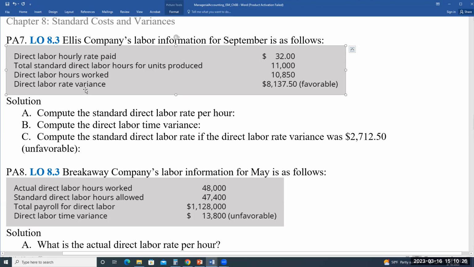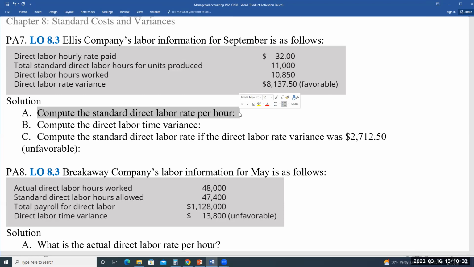All right, they give us some information here. First thing we need to compute is the standard direct labor rate per hour. This is one where I think if we use one of the formulas, we could do this. They give us direct labor rate variance. And we have to figure out the standard direct labor rate.